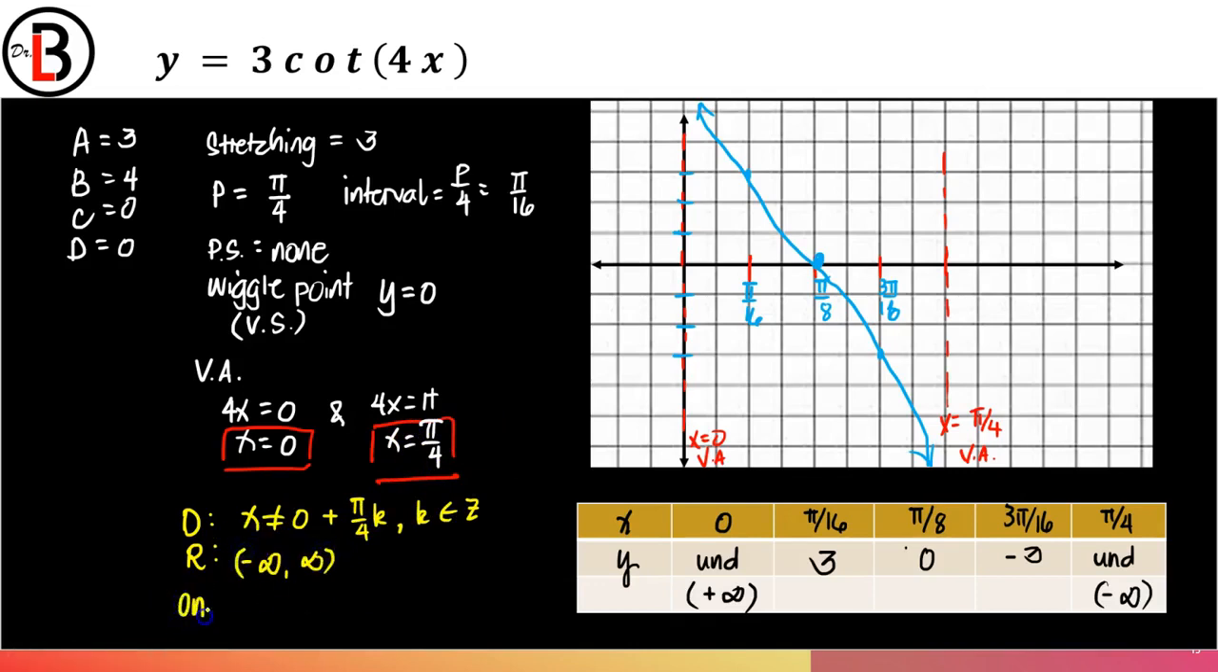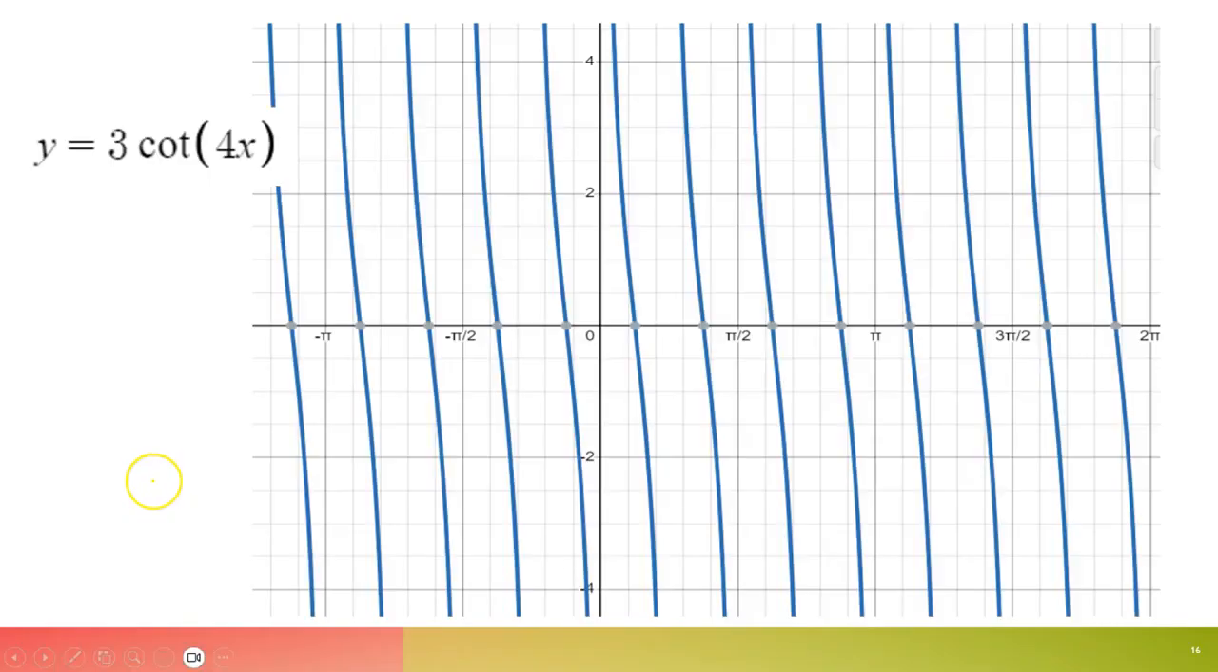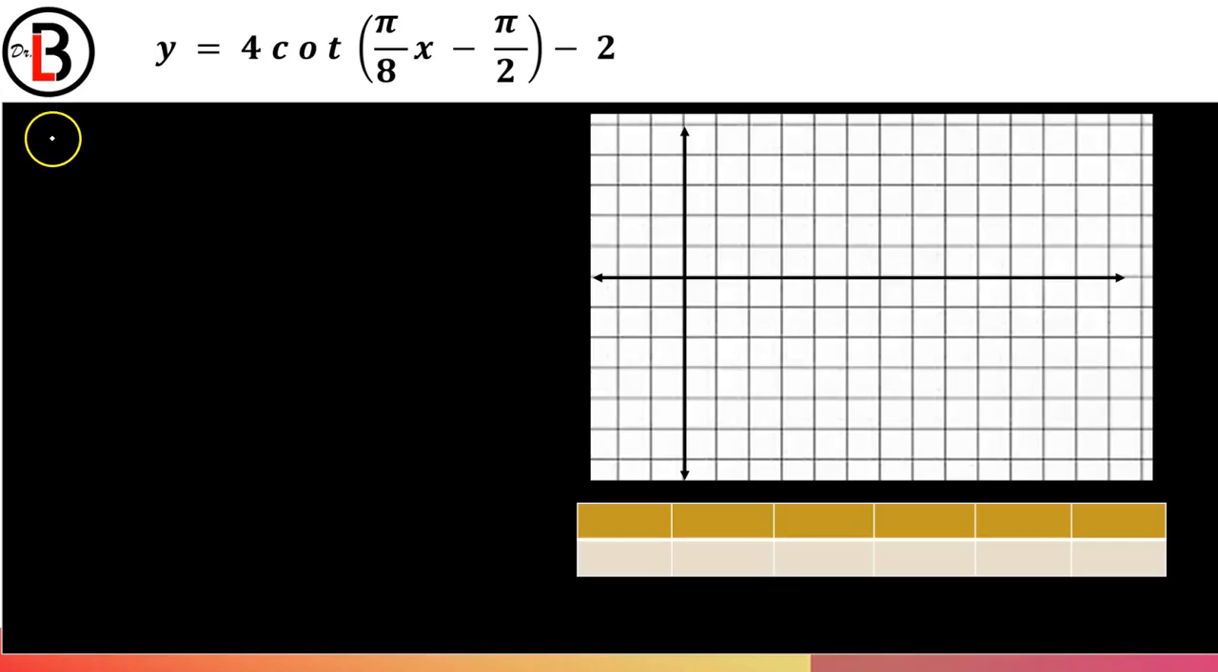So if I ask you for one cycle, the domain would be from 0 up to pi over 4. This one. So it's this graph. So for this example, let's write the A, B, C, and D. This one is 4. The B is pi over 8. The C is pi over 2. And then the D is negative 2.